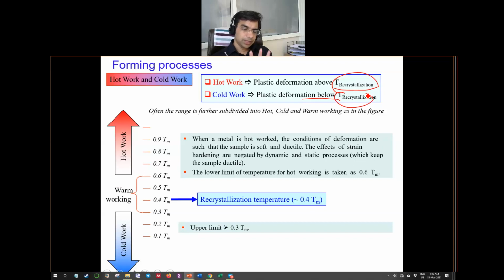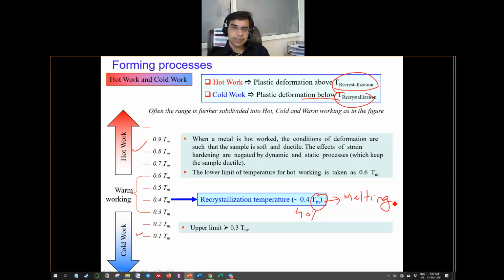So based on the temperature value, above the recrystallization temperature we will consider it as hot working. Below it will be cold working. In between we can consider it as warm working. This recrystallization temperature is almost 40% of the melting temperature. So Tm is basically the melting temperature for any material.